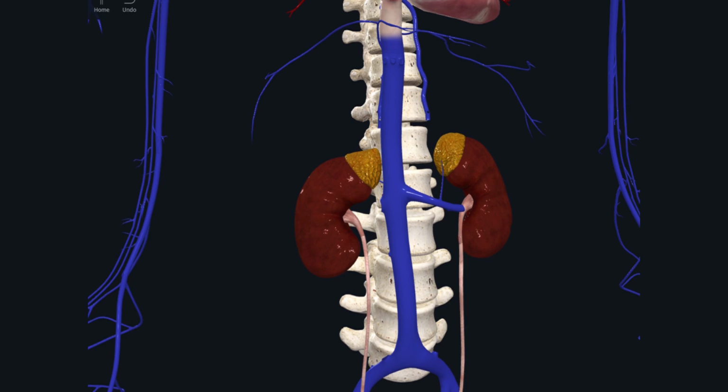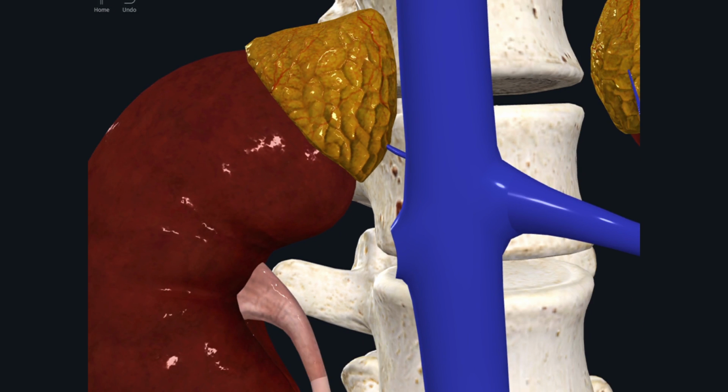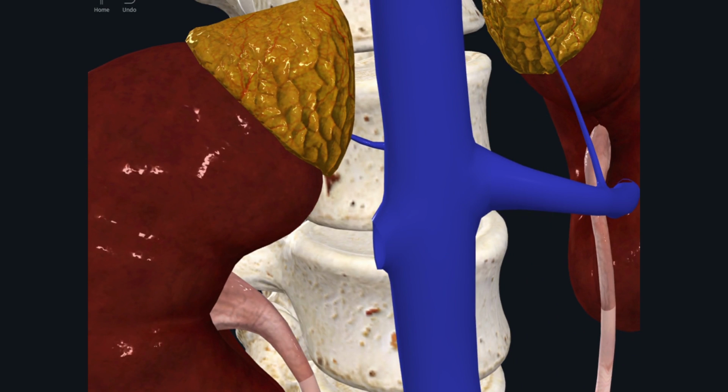You can clearly observe the structure right here. So the really small vessel that goes into the hilum of the suprarenal gland comes off of the posterior part of the inferior vena cava, and the other one is quite larger and goes into the hilum too, but it comes off of the renal vein.